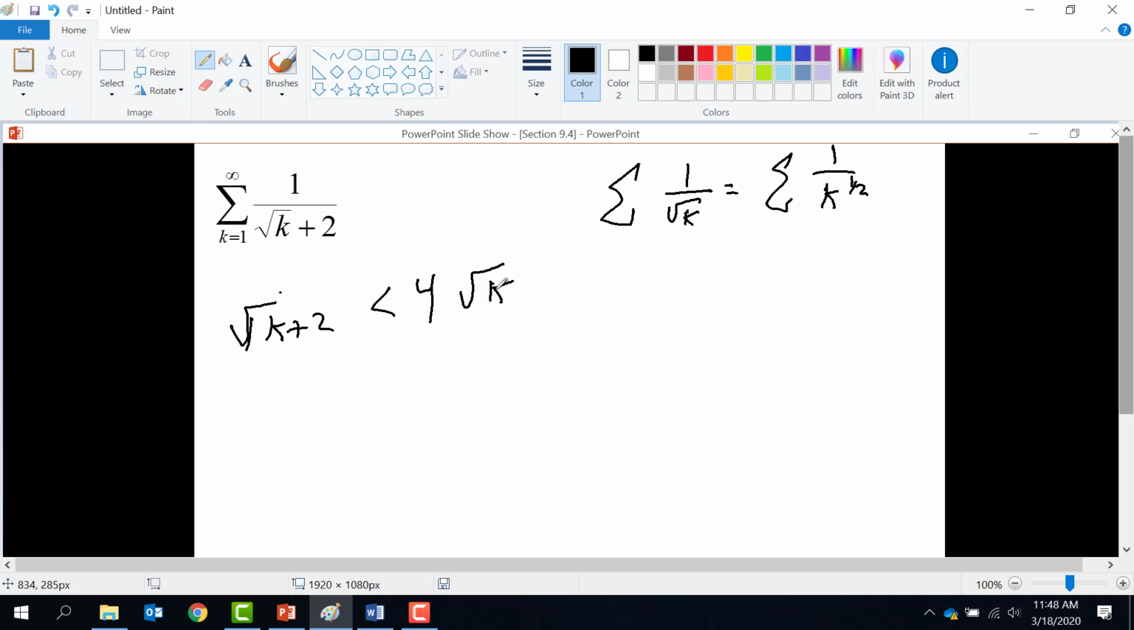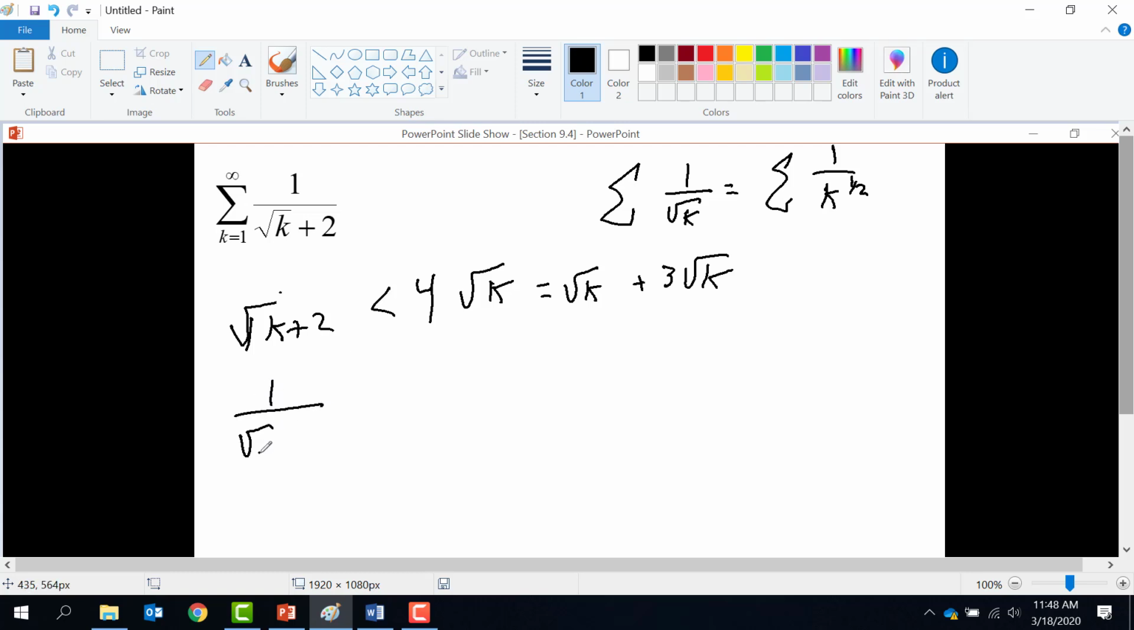Now it's true. Now when k is 1, 1 plus 2 is 3. Square root of 1 is 1 times 4 is 4, and 3 is less than 4. And again, this is the square root of k plus 2 less than 4 times the square root of k. And that makes it easy to see that it doesn't just work for 1, it works for all of them. Over here, you're taking the square root of k and adding 2. Over here, you're taking the square root of k and adding 3 times the square root of k. But since my k is 1, 2, 3, 4, the smallest that this can be is 1. So over here, we're adding more than 3, and over here, we're only adding 2. So this is clearly true.